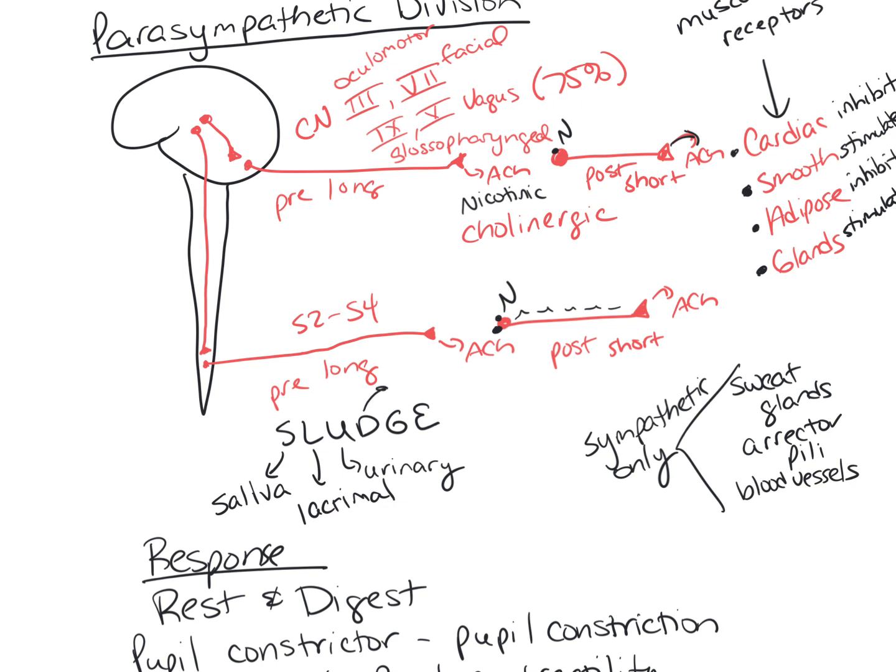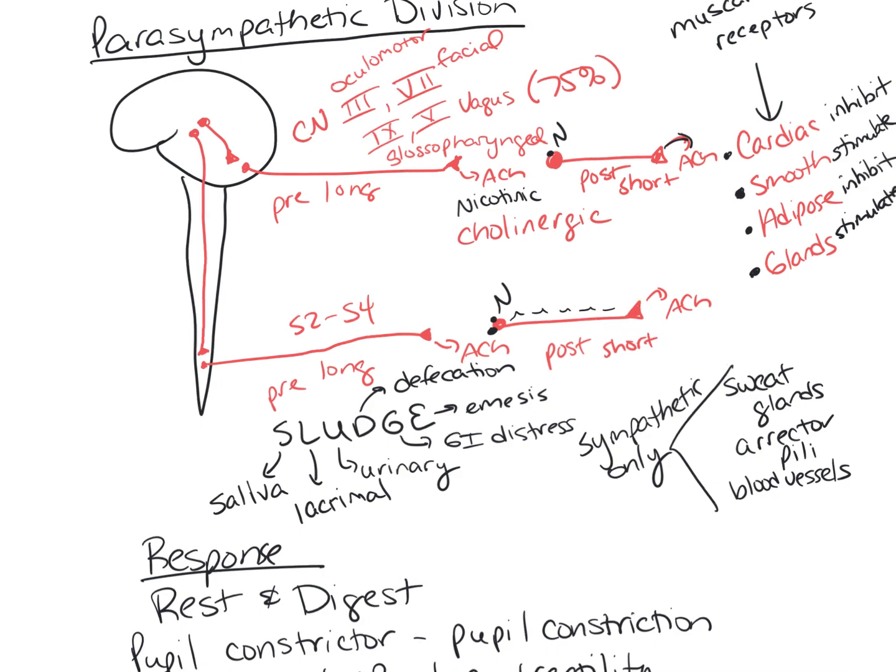D stands for defecation, so there will be increased defecation or possibly even diarrhea from all of the increased mucus that's being produced. G stands for GI distress, so the GI tract will be increasing motility and there will be a lot of cramping and pain involved with that. And E stands for emesis, which is vomiting. So there will be an increase in vomiting because of the increased motility of the stomach and the GI tract.